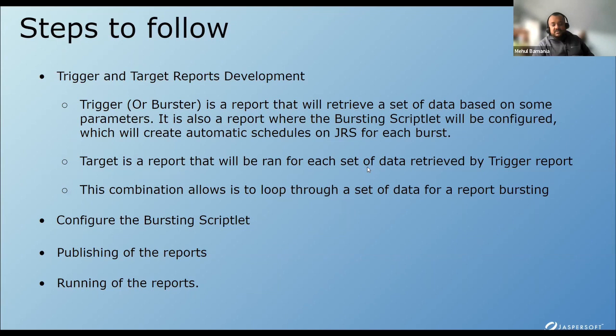So we'll talk a little bit about what to do. Trigger and target reports development, both of these need to be done. The trigger report allows you to retrieve the data and pass it on to the target report. The trigger might retrieve, for example, 100 records, and for each record you need to do bursting for the target report. That can be configured in the trigger report, as I said. The target report is the one that will actually be run and sent to the user, or put on an FTP server or a host file system or whatever. So the trigger and the target allow us to loop through the set of data which needs to be burst, and then run the burster and send it to appropriate users or places.